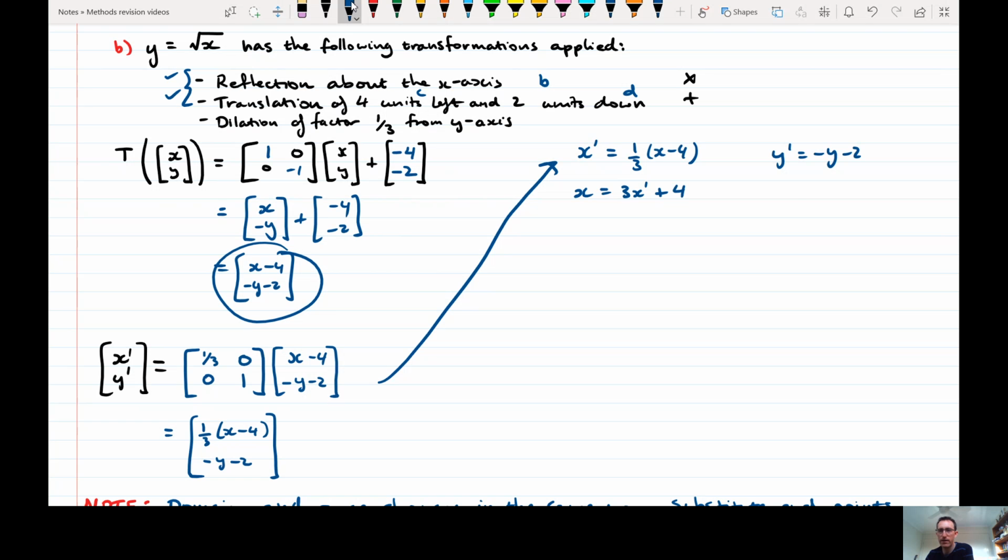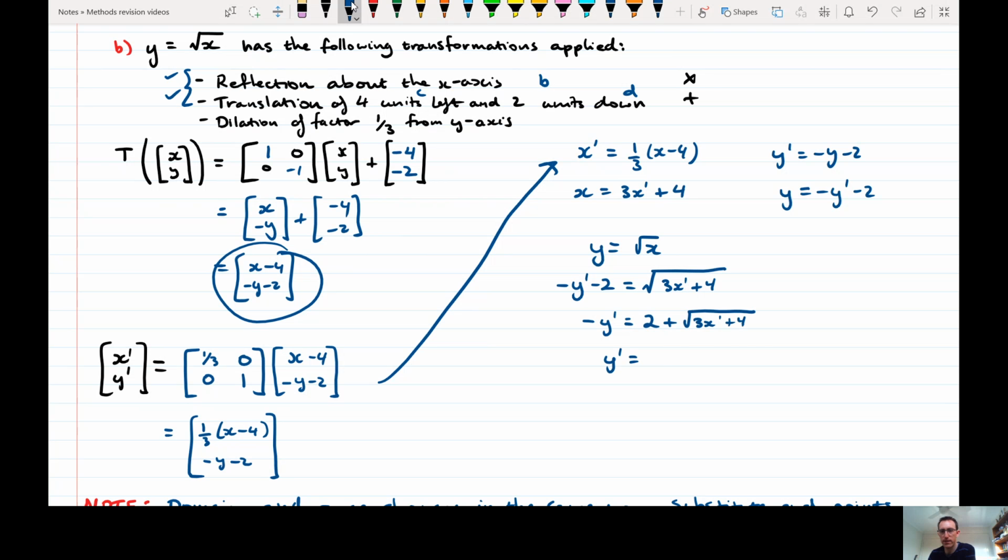Now to get y by itself, you can add y across and subtract y dash, and you end up with that there. And at this point, this is where we substitute our values in. So y equals root x now becomes negative y dash minus 2 equals square root of 3x dash plus 4. And then we solve for y dash. So you could put the plus 2 at the end, that doesn't matter. So y dash is negative 2 minus square root of 3x dash plus 4 like that. And that is the equation of our image.